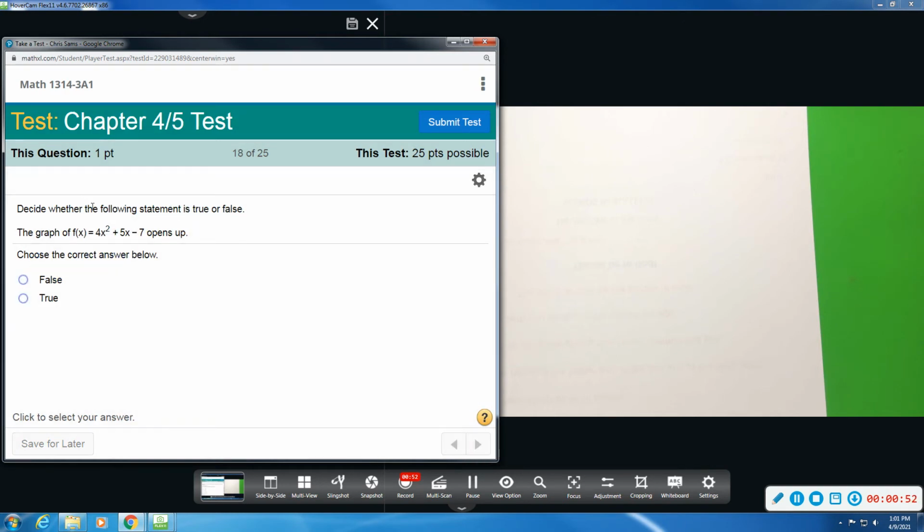All right, so 18, we want to decide if this statement is true or false. Given the graph of this, it says it opens up, and we do know that that will be true because the leading term is positive, so it should be opening up. So the fact that they say it opens up, that is a true statement.